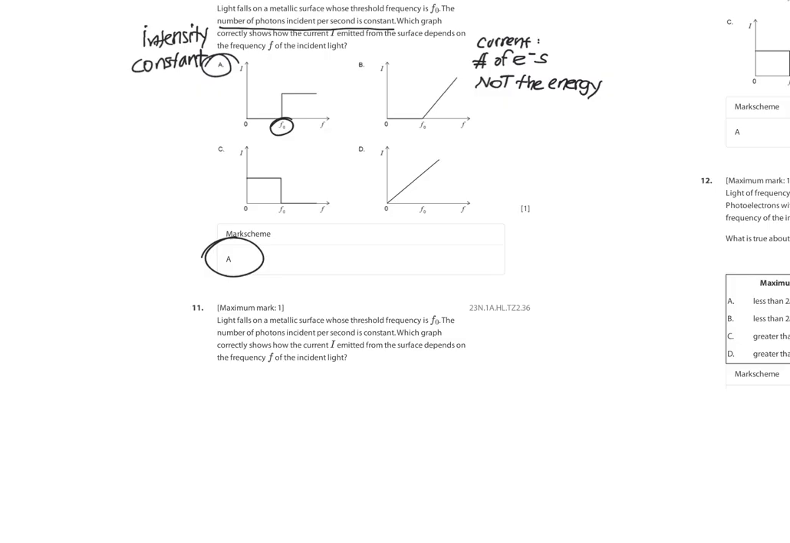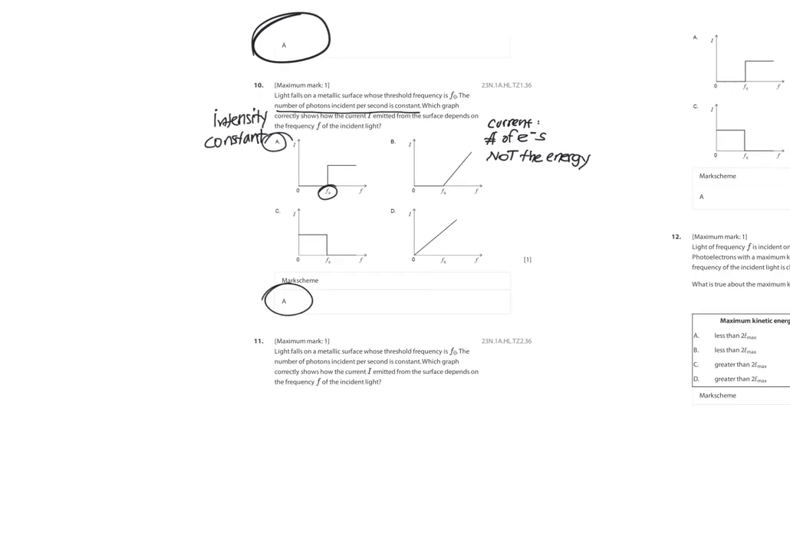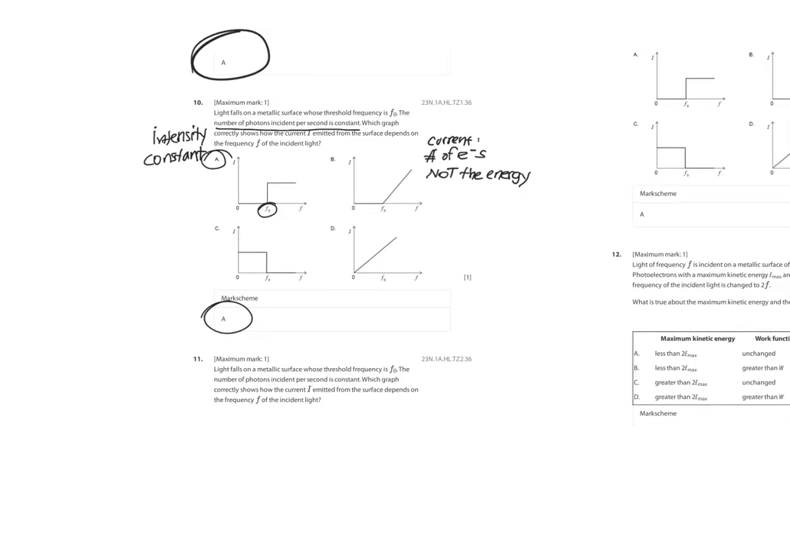Number 11. Light falls on a metallic surface. Threshold frequency is F naught. Number of photons incident is constant, which shows current. Wait a minute. It's the exact same question. Okay, so then let's look at number 12.